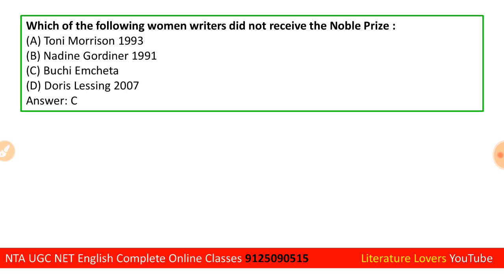Toni Morrison received the Nobel Prize in Literature in 1993. And Nadine Gordimer received it in 1991. And then learners, Doris Lessing received the Nobel Prize in Literature in 2007. But Buchi Emecheta never received any Nobel Prize. And learners, being a black writer, Buchi Emecheta has written wonderful works, and she is very sympathetic towards women's lives. Now see the next one.